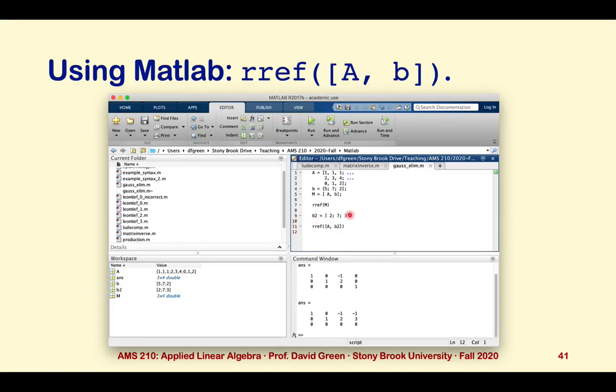This is one good reason why I always like to define things as a coefficient matrix and a right-hand side, rather than just defining the augmented matrix up front. This allows us to swap right-hand sides very easily. What do these answers look like? They come up in the command window.